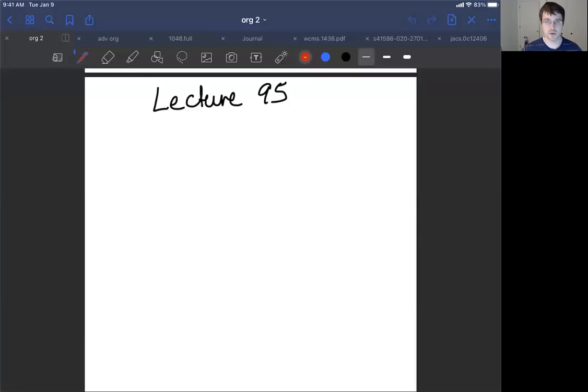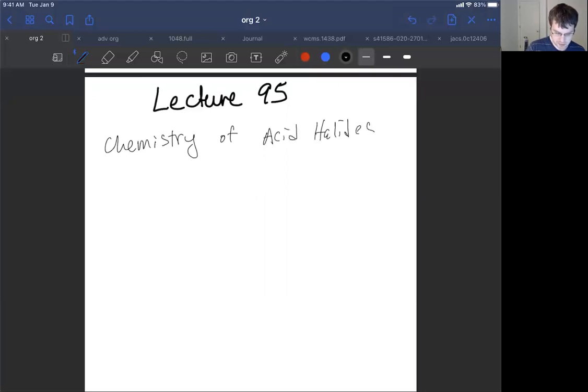Okay, so in this lecture, I want to move into the first carboxylic acid derivative, and that's going to be the acid chloride. Chemistry of acid halides, I will say generally, but mostly these are chlorides. Chlorides react well enough, and they're pretty easy to make.